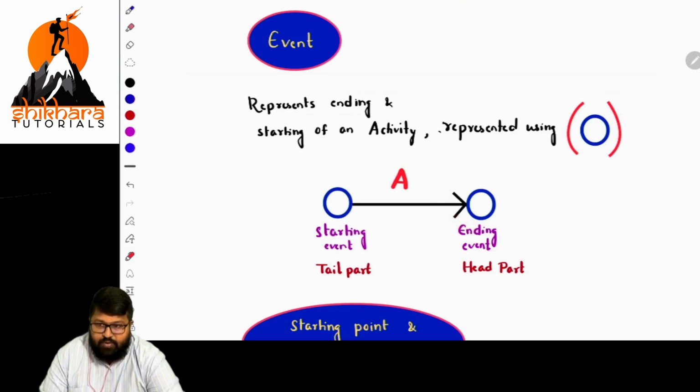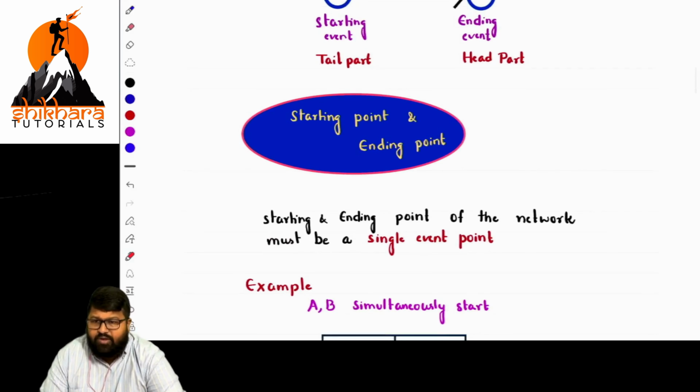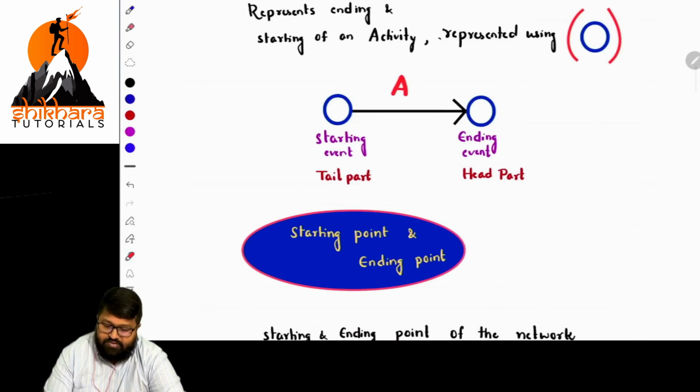Is it clear? Because we give some representations for the starting event and ending event, so they are very, very important. Now, the starting point and ending point of the network must be a single event point. Okay. So for this, there is a single event, and for this also a single event. Basically, these are the basic fundamentals.